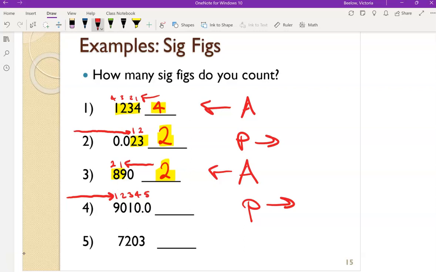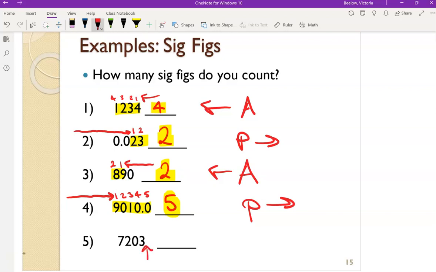So that might have been a tough one there. You still count these zeros as significant. You're basically figuring out what number you need to start counting at. That's your goal. And then you count everything after that as significant. So this one actually has 5 significant figures.